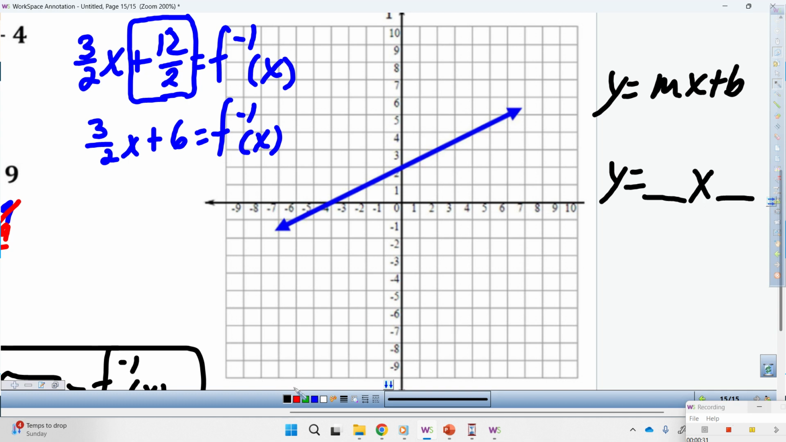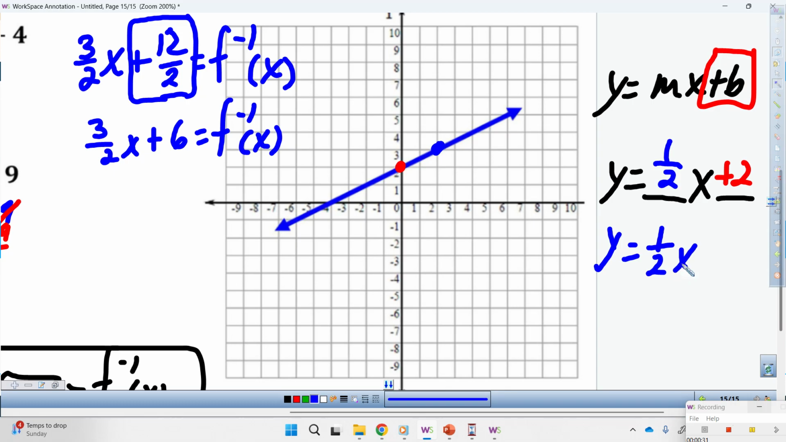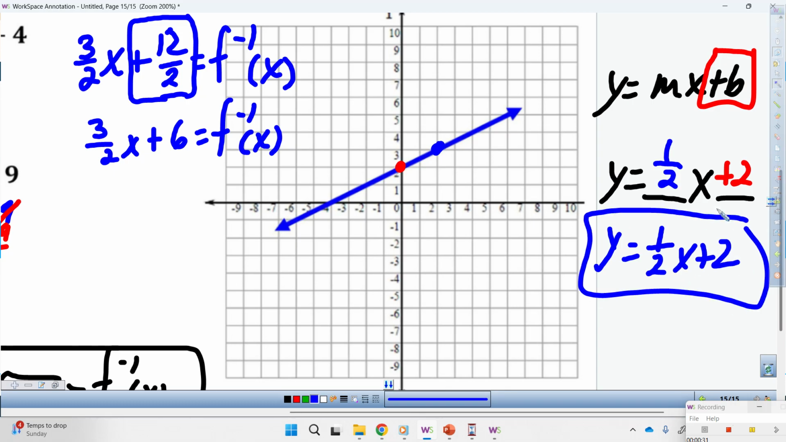Here we go. What is our y-intercept, Autumn? Positive 2. Okay. Positive 2. We got that. Now we need the slope. So let me give you another reference point. Let's say this one. So it will be our slope. 1 up, 2 to the right, so 1 over 2. So y equals 1/2 x plus 2. That is correct. Send that in, please.